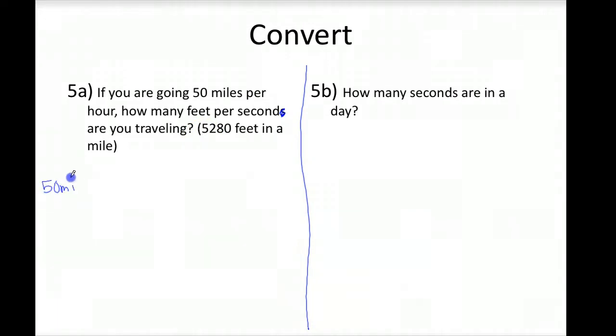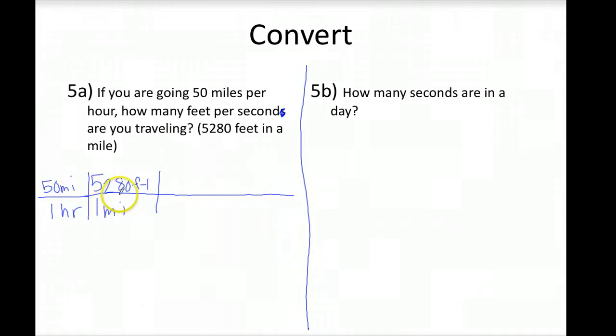We have 50 miles per hour. Now the top unit's incorrect, as is the bottom unit. So we're going to expand that out, and I'm first going to convert 50 miles. Now I'm told in 1 mile we have 5,280 feet. Now the whole purpose of putting the mile at the bottom, that ratio, is so that these miles divide out. And now I have it in terms of feet.